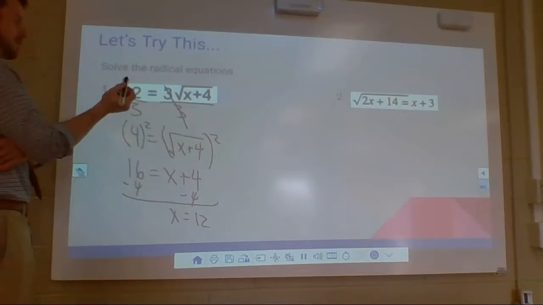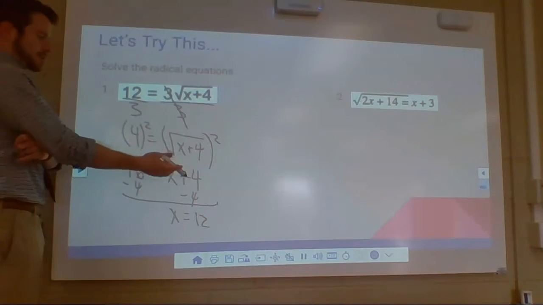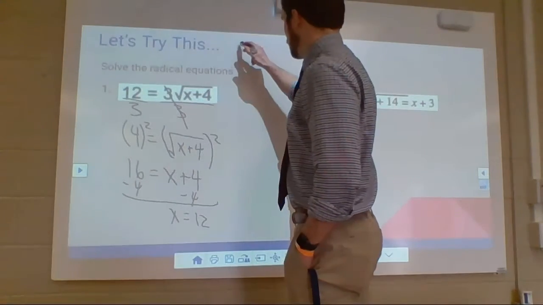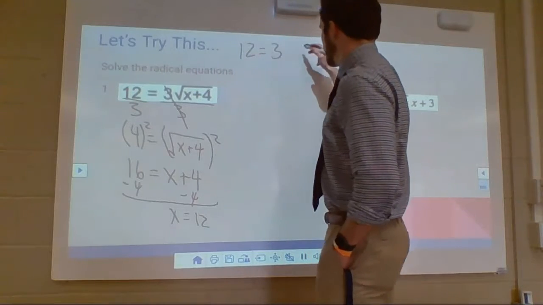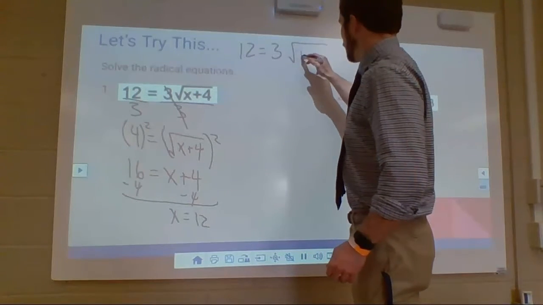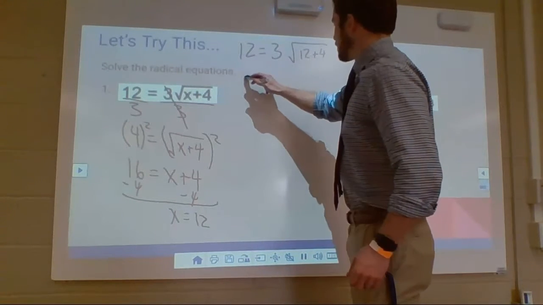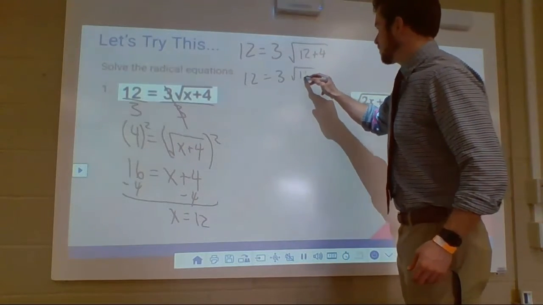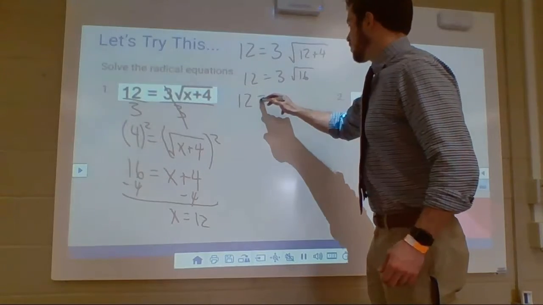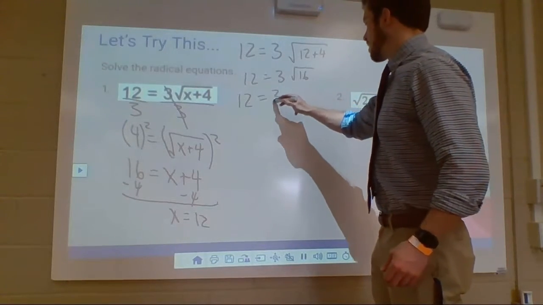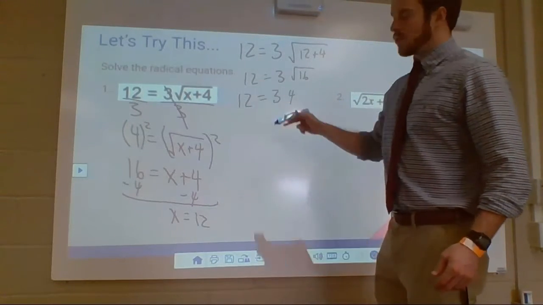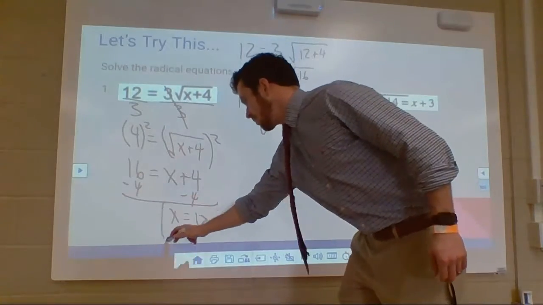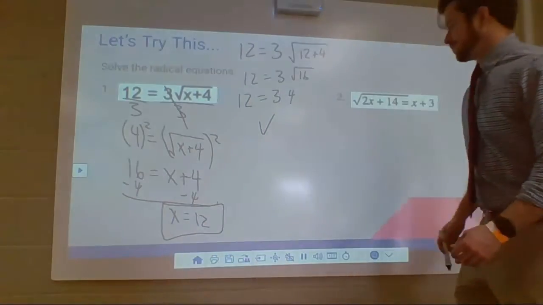All right, so like I said earlier, we want to make sure it's not extraneous. Let's check it. We'll substitute in here. Let's look at the original equation. We get 12 equals 3 times the square root of 12 plus 4. Well, 12 plus 4 is 16, so 12 equals 3 times the square root of 16. The square root of 16 is 4, so 3 times 4 is 12, so this checks out. Okay, so we can go ahead and box our final answer, x equals 12.